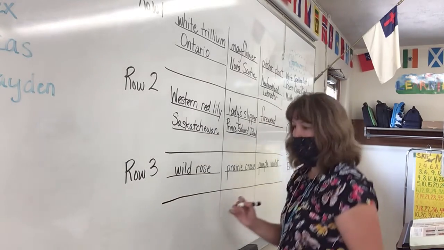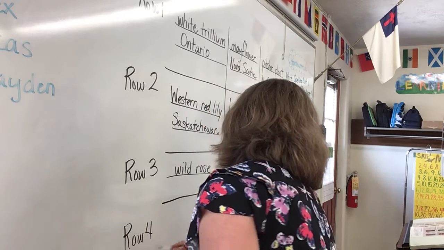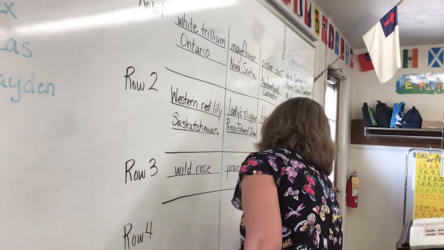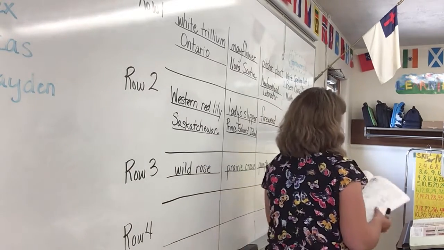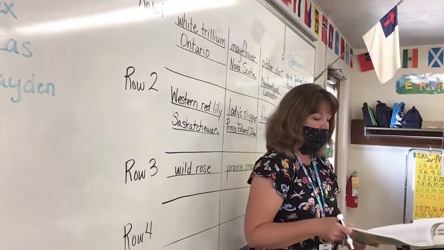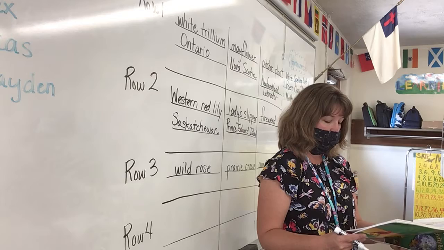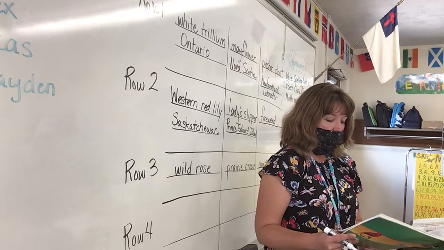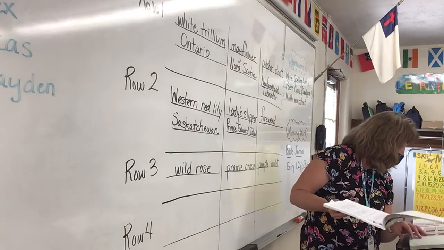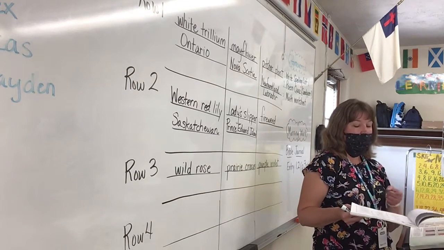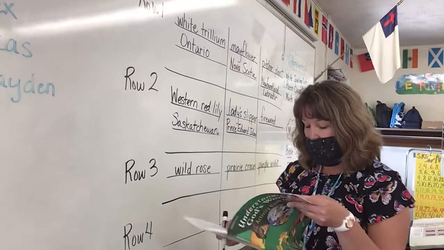Okay, now row 4. These are good to know because when you see them out in the field, you'll be able to identify them. I actually took a class in college where we identified flowers. It's called Nature Lore. Yeah, it was fun. All right, what's the first flower in row 4? Mackenzie? Mountain avens, right.